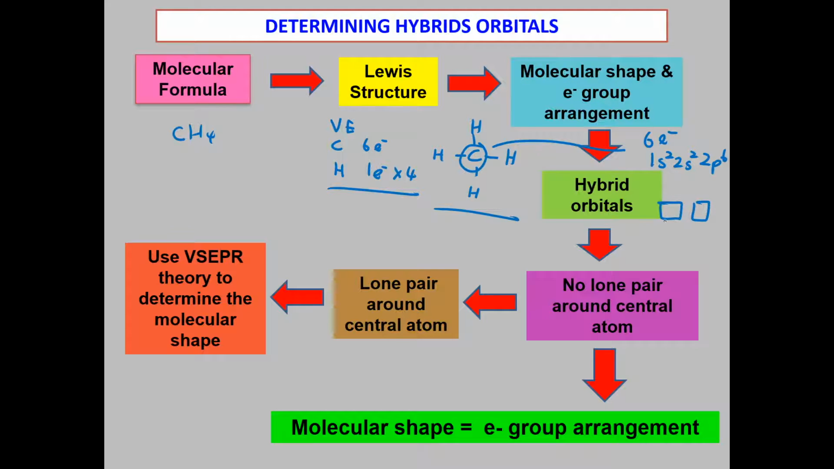Tak cukup lah. Okay. You buat you punya orbital diagram. And now from the orbital diagram.